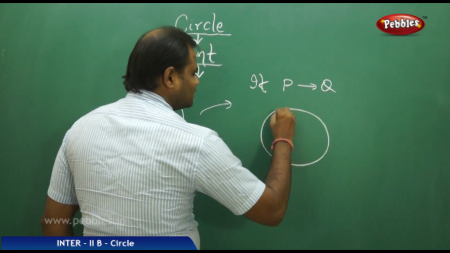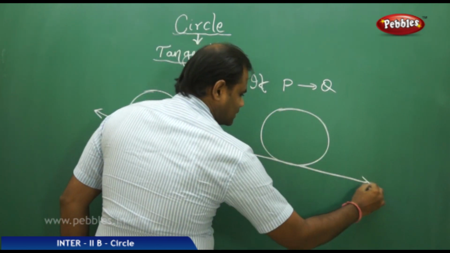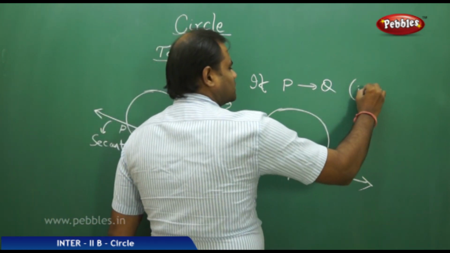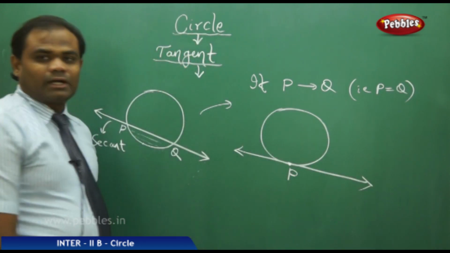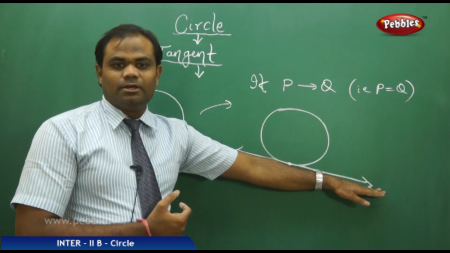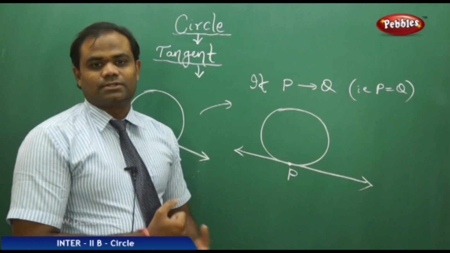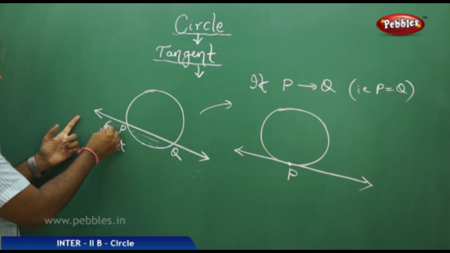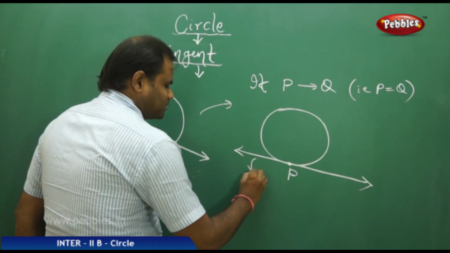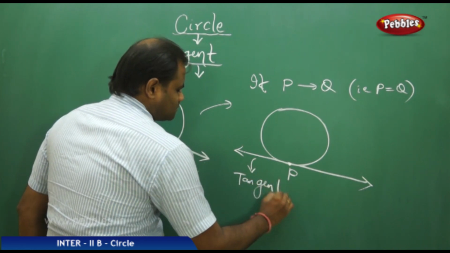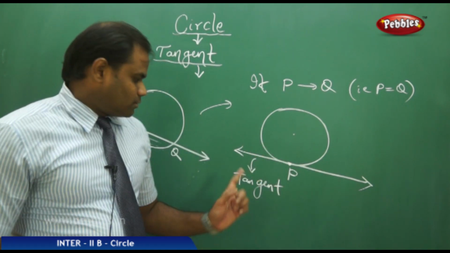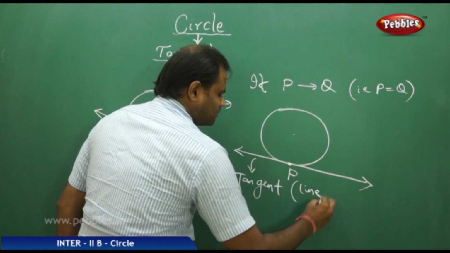Ultimately I get a circle with a line touching the circle at only one point, because here P becomes equal to Q, and therefore this reduces to one unique point where the line touches the circle. So in this case, I get a secant when a line cuts the circle, but when a line touches the circle, I get a tangent. So we can define the tangent to be a line which touches the circle.